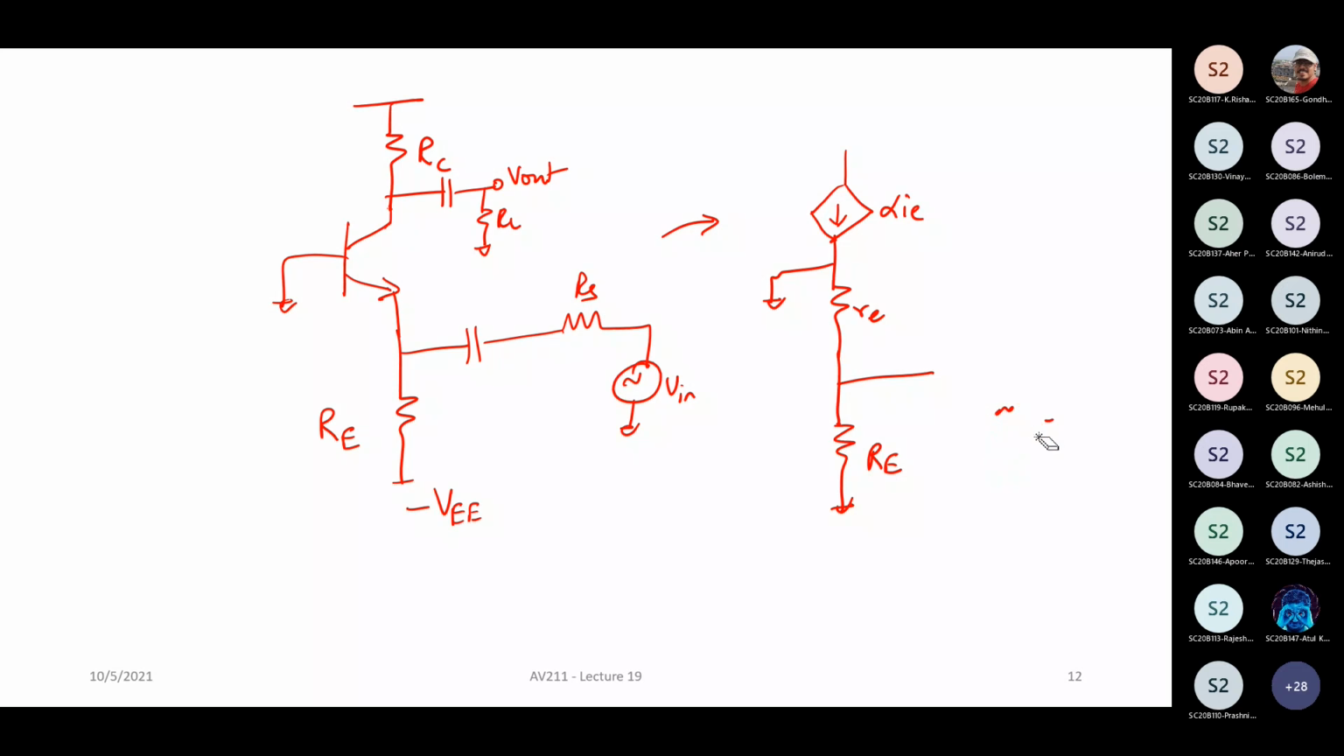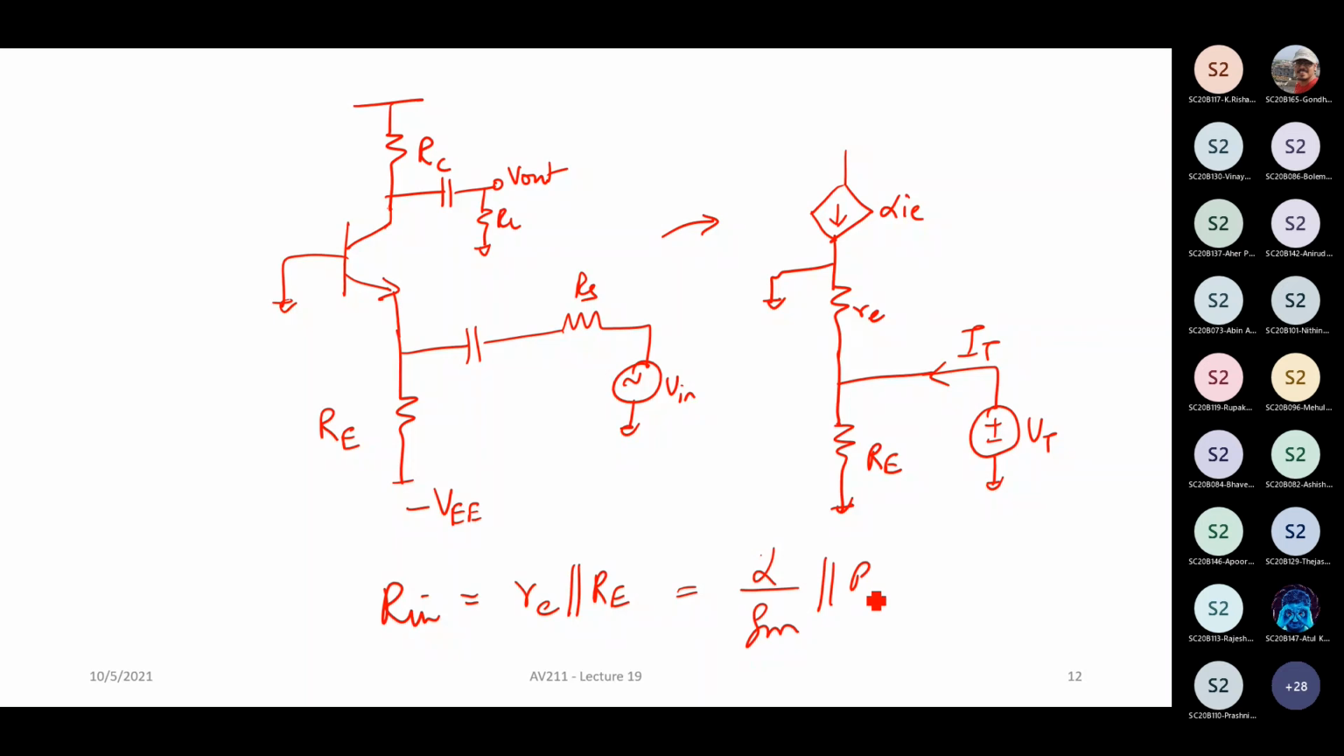Now, if you want to calculate the input impedance, what do you do? You connect a test voltage source VT here, and then you measure the IT here. Now, what is going to be your input impedance here? Can you tell me? The small re parallel to capital RE. Exactly. It becomes R small e parallel to capital RE, which is nothing but alpha by GM parallel to capital RE. Okay, so this is the only change that will happen. All right.